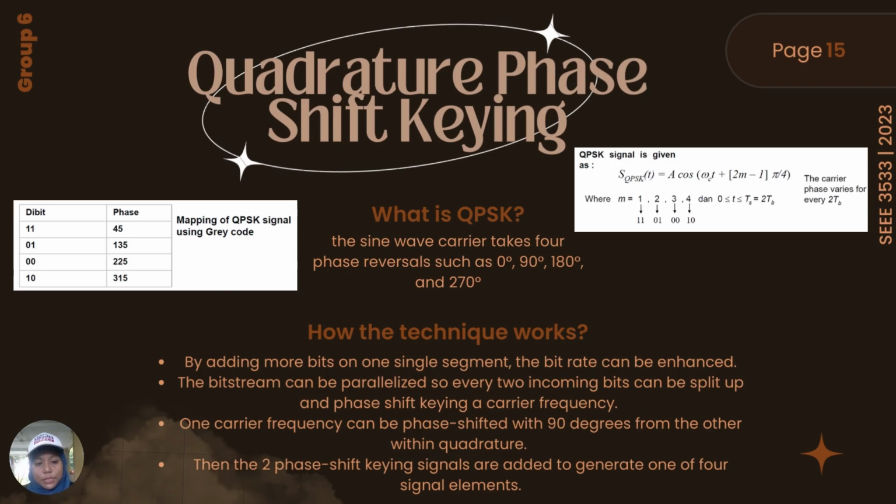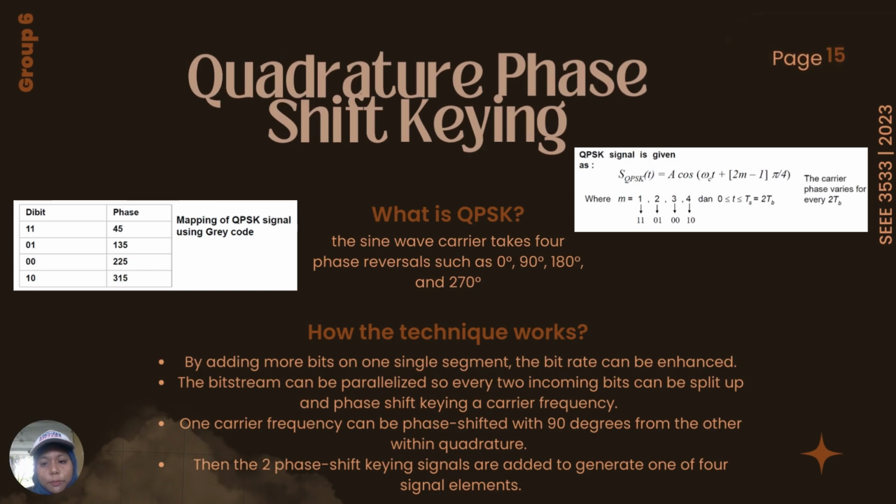So we will add more bits on one single segment and the bit stream can be parallelized, so every two incoming bits can be split up and phase shift keying a carrier frequency. Therefore, as you can see, this is the mapping of the QPSK signal using gray code, and the equation is A cos(ωct + (2m − 1)π/4).